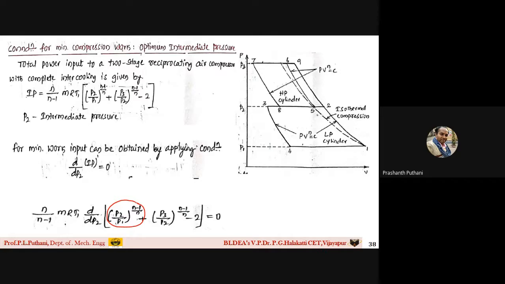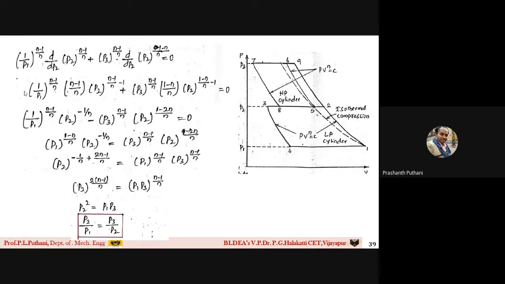Can anybody tell me what is the differentiation of the first term? You should differentiate with respect to pressure P2. It becomes (n minus 1)/n into P2 to the power of (n minus 1)/n minus 1, whole divided by P1. It is like this fashion. Just I will show you. Yes, we can see here we have got in this fashion.